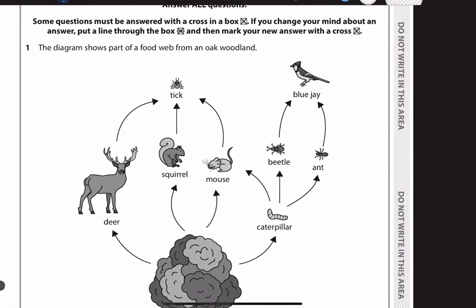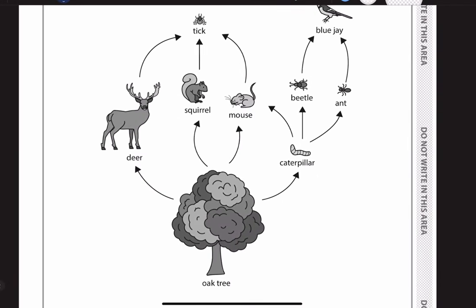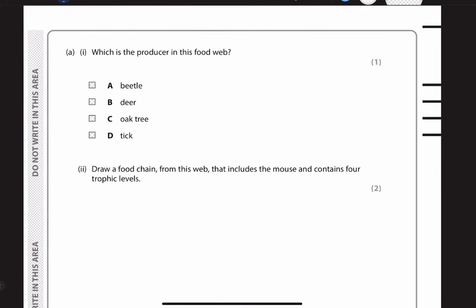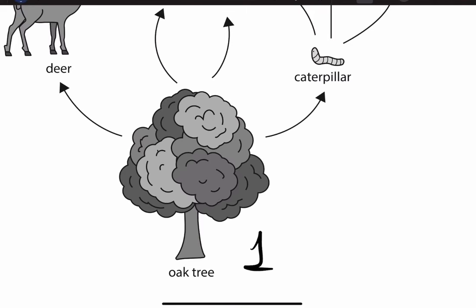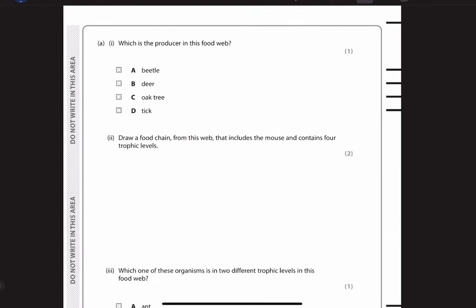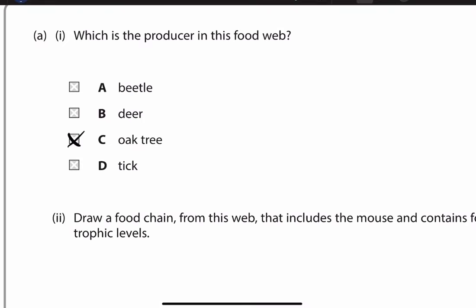So the diagram shows part of a food web from an oak woodland, and we have the food web here, and then it asks us what is the producer in this food web. Well, we know the producer is going to be the first thing that we see at the bottom of the food web. It's going to be trophic level 1, and it's going to be usually a plant, which in this case is an oak tree.